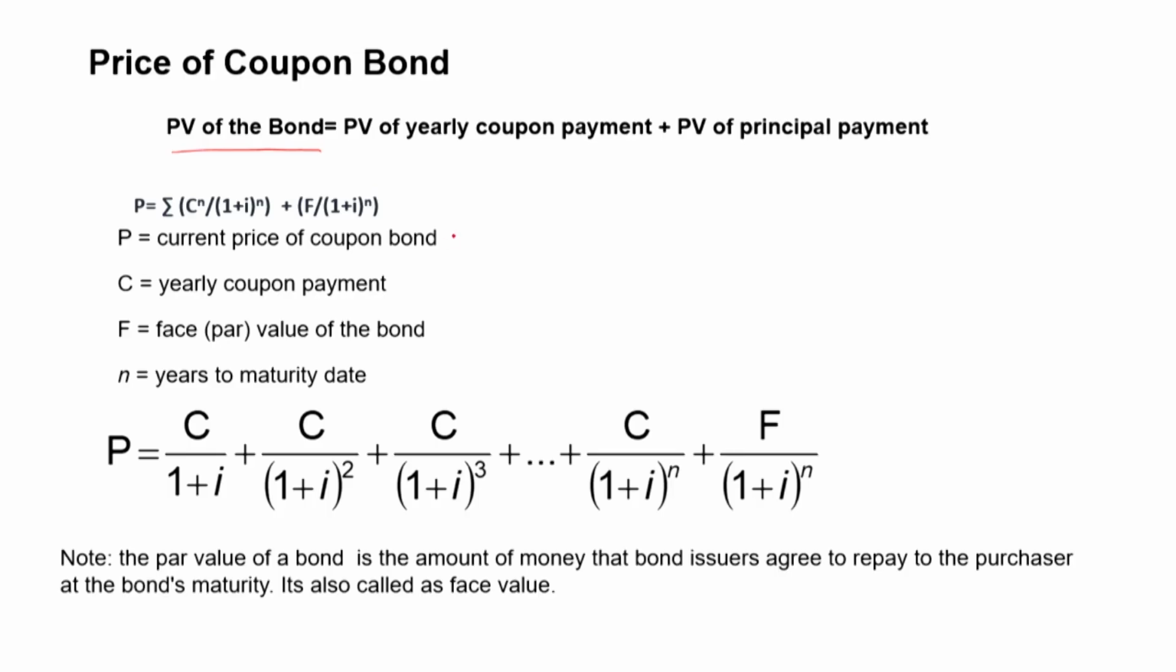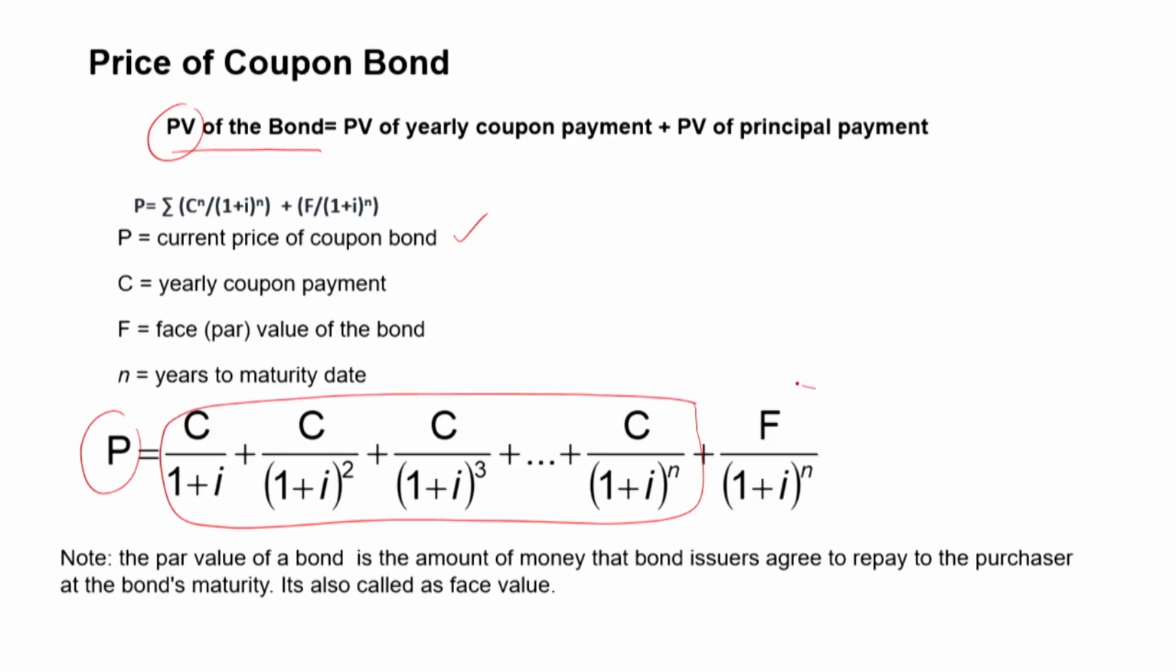So I have defined here what P is: the current price, also called the present value. The PV of the bond is nothing but the price of the bond. C means the yearly coupon payment, F is the face value of the bond, and N is the years to maturity. So this is the formula: P equals C over 1 plus i, and so on. You can see that this is the coupon payment stream, the payment from the coupon payments, and the last component is the present value of the principal payment.